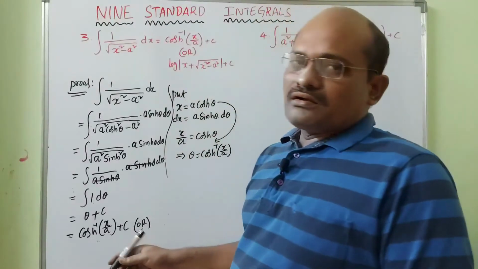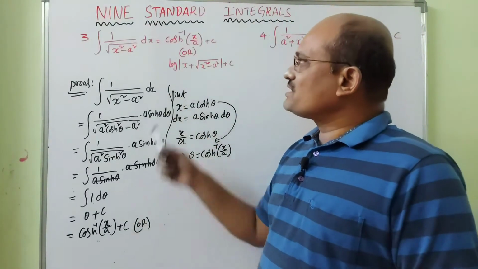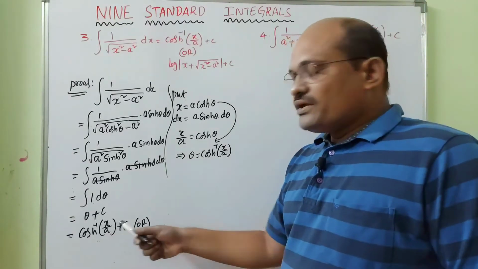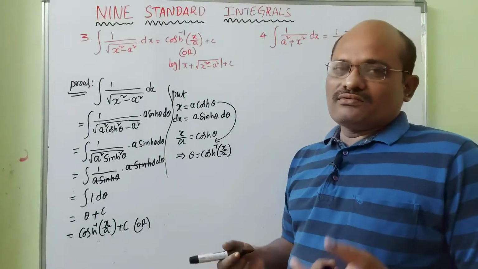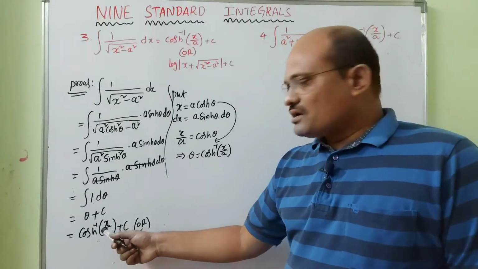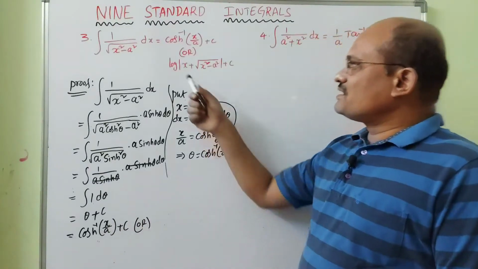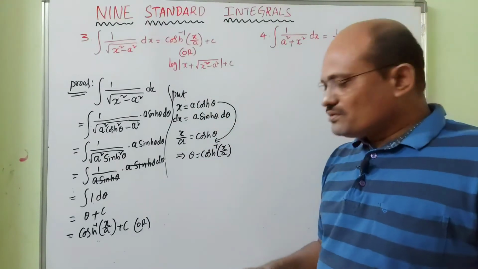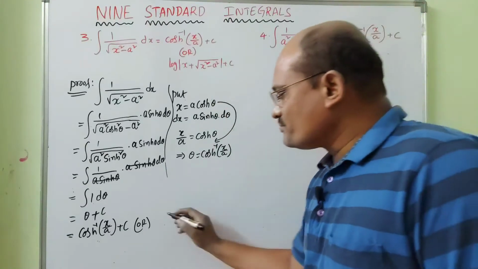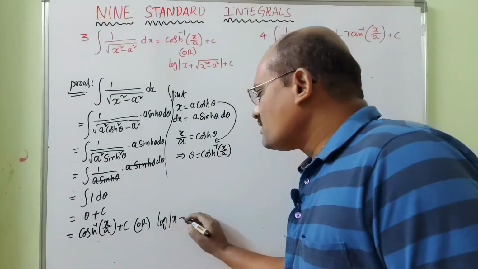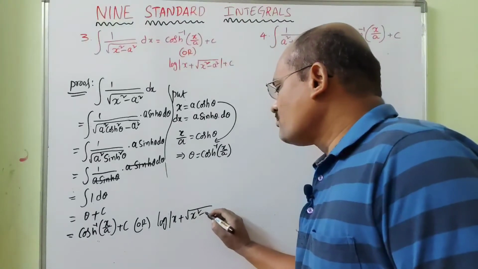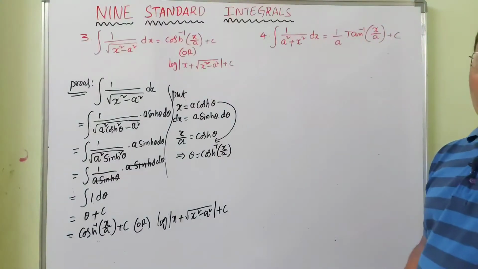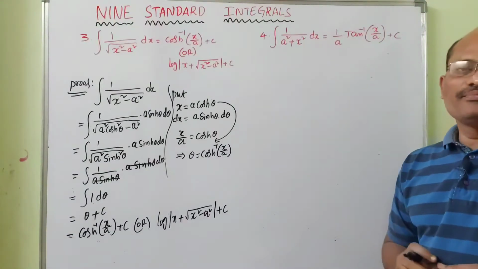Students, you have to remember the formula for this as cosh inverse x by a, or sometimes by using hyperbolic functions, cosh inverse x by a can be written as log mod x plus root x square minus a square plus c. This one also you have to remember as an alternative formula. This you will get from inverse hyperbolic functions.